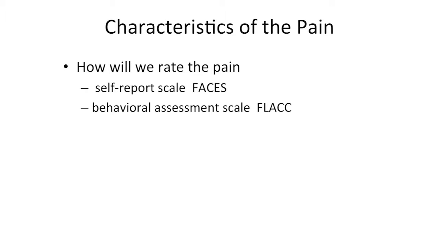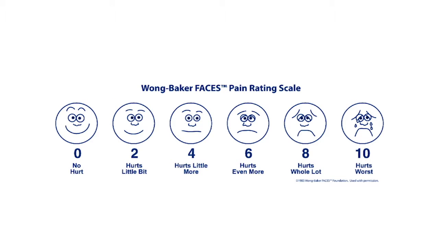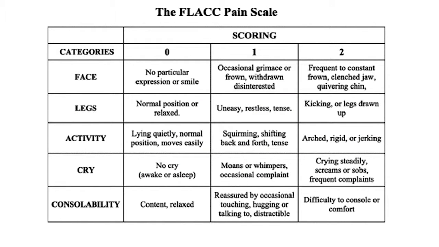A self-report scale such as the FACES scale, in which patients are asked to match the level of their pain with the faces representing different levels of discomfort, may be most appropriate for early school-age children. An observational behavioral assessment scale such as the FLAC, which evaluates the characteristics of face, legs, activity, crying, and consolability after a stimulus, may be the most appropriate for patients less than 3 years old.